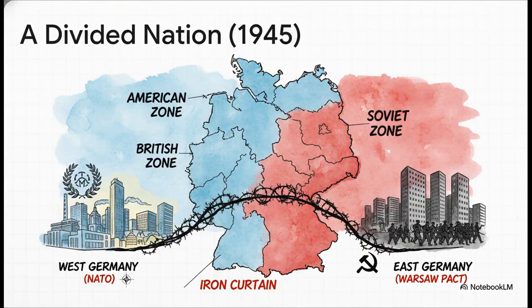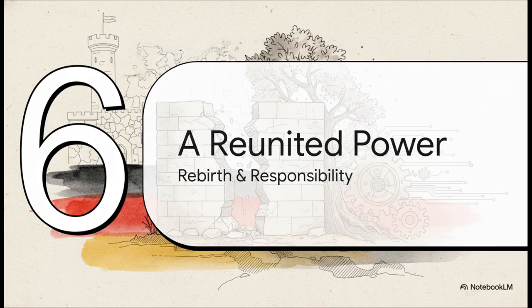After the war, Germany as a single country just ceased to exist. It was carved up by the winning allies. The American, British, and French zones merged to become West Germany, a capitalist democracy. The Soviet zone became communist East Germany. The country literally became the front line of the Cold War, a nation split in two. For more than 40 years, that division seemed like it would last forever.